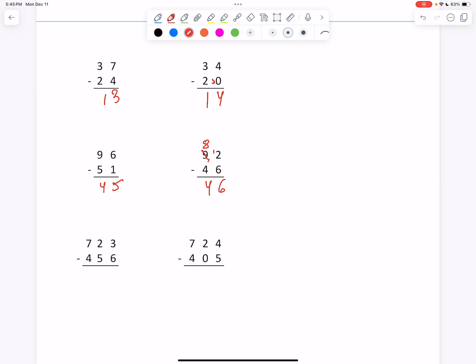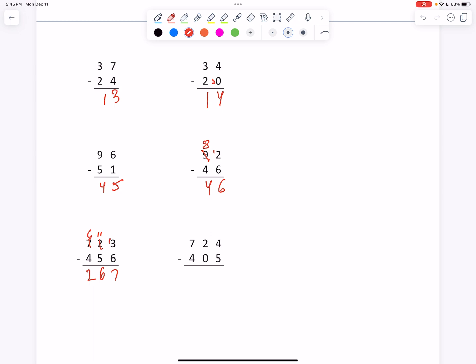Here you have a little bit wider. Same idea. 3 minus 6 you can't do, so cross out the 2, make it a 1. 13 minus 6 is 7. 1 you can't do either, so we'll do 6. 11 minus 5 is 6, and 6 minus 4 is 2.